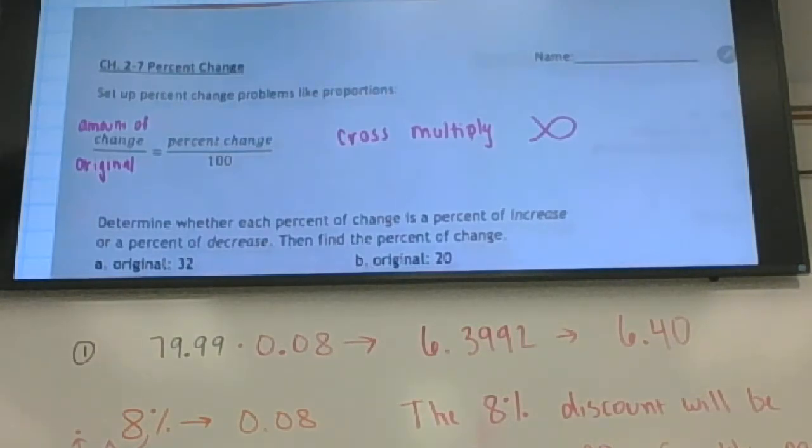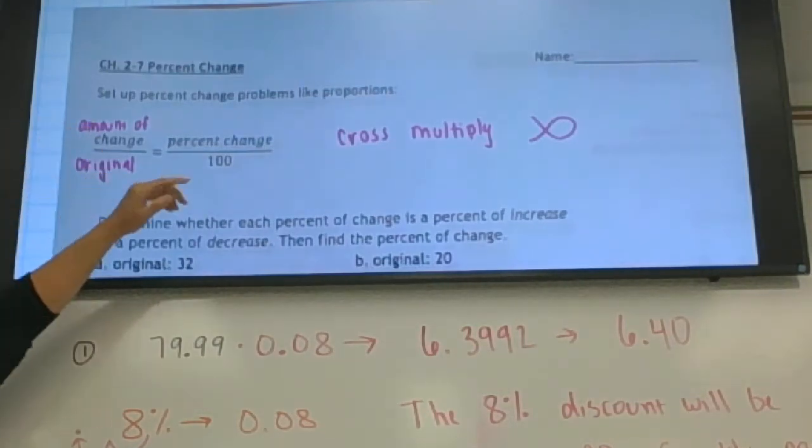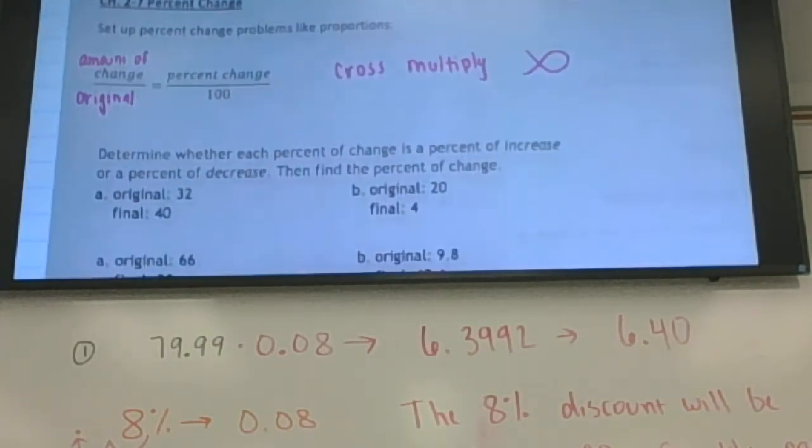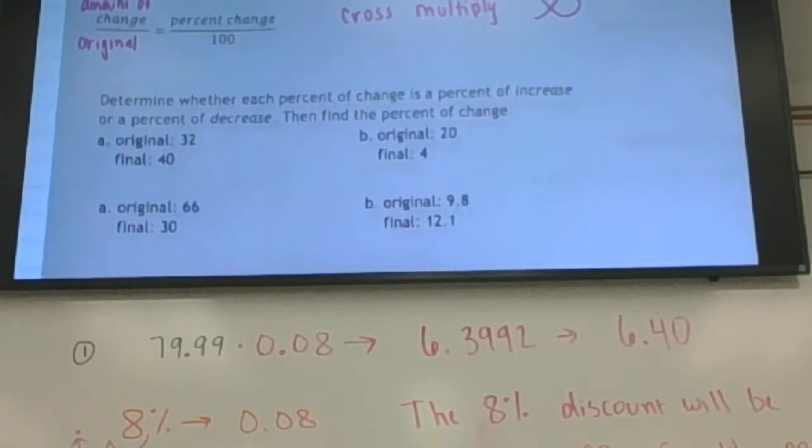So you put the amount that is changed over the original amount, and this is a percent, not as a decimal, over 100. So determine whether each percent change. So you get points for this. You have to say would this be an increase or would it be a decrease, and then find the percent change.